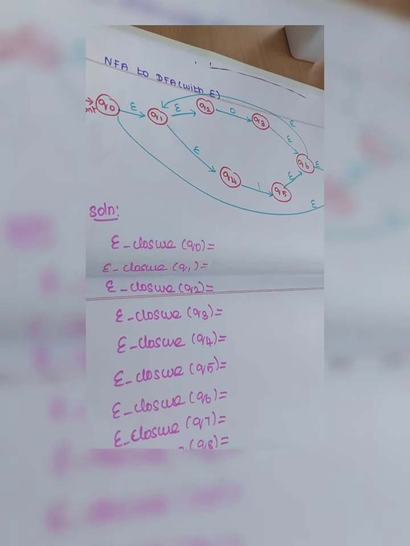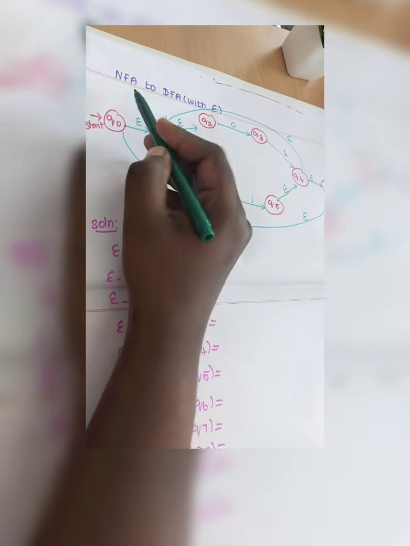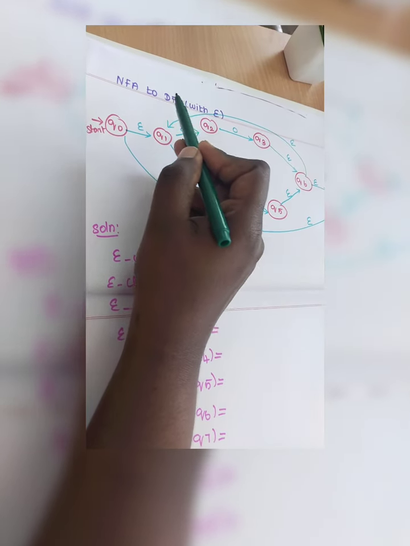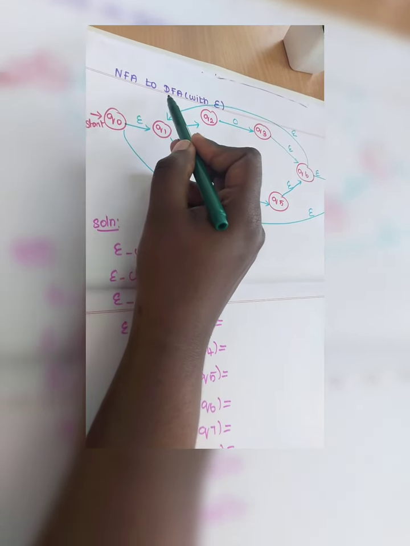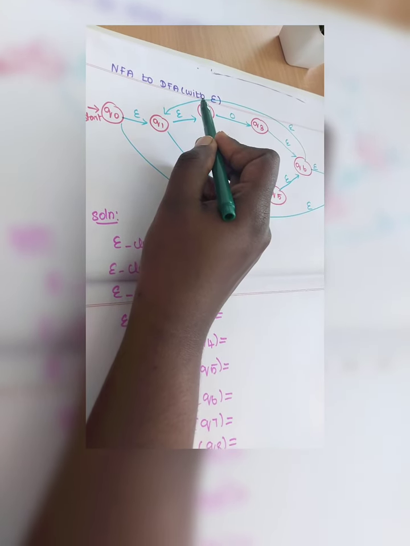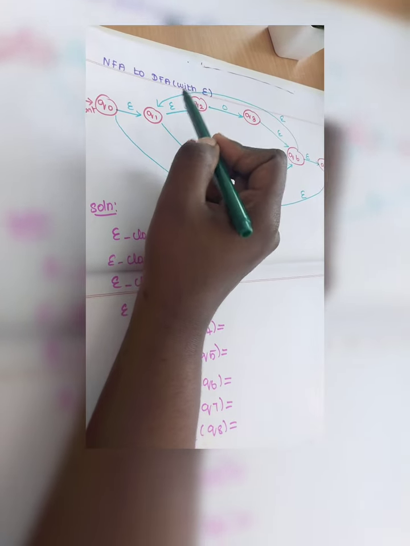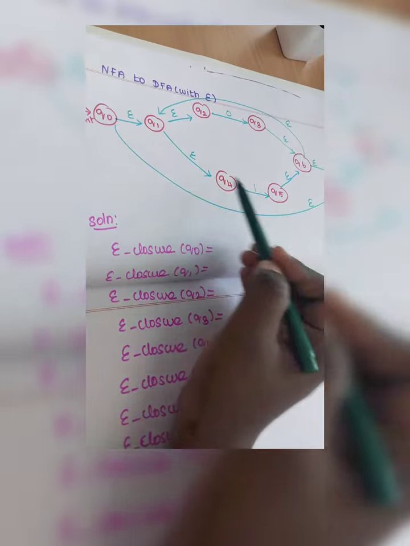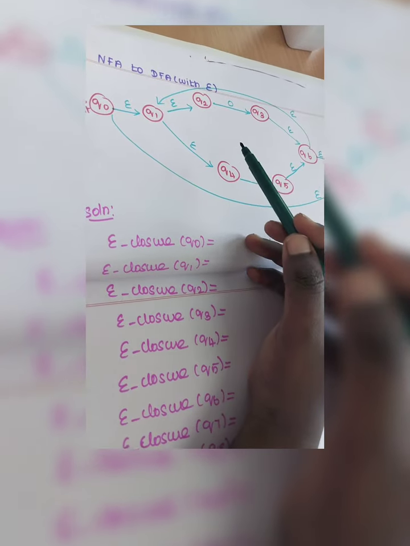Okay, welcome back students. Next question is NFA to DFA with Epsilon conversion. In the last video we discussed how to convert NFA to DFA without Epsilon. If you have any doubt, please check the previous videos I already shared. So this is NFA to DFA with the Epsilon, where your NFA has Epsilon as an input.